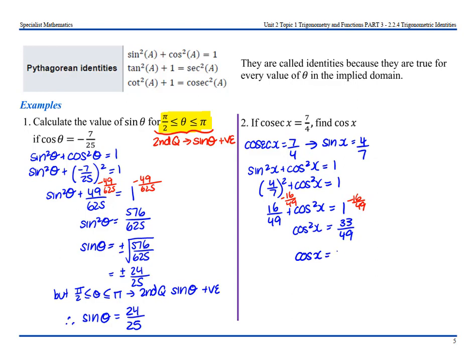Cos x is going to be plus or minus the square root of 33 over 49. So cos x equals plus or minus the square root of 33 over 7. Now there's no domain given, so therefore it could be positive or negative.